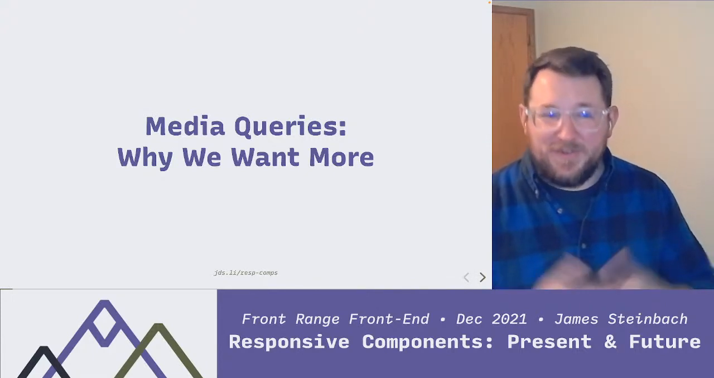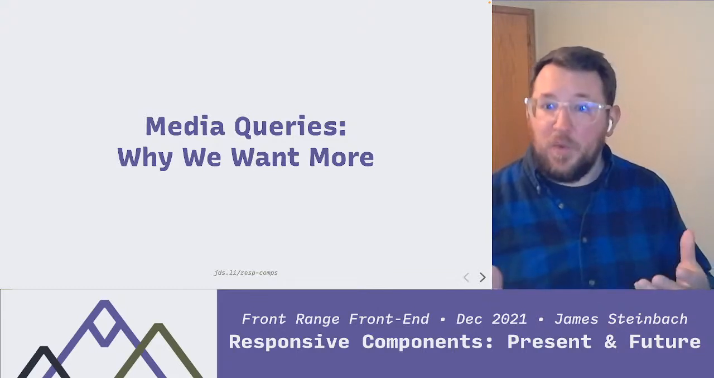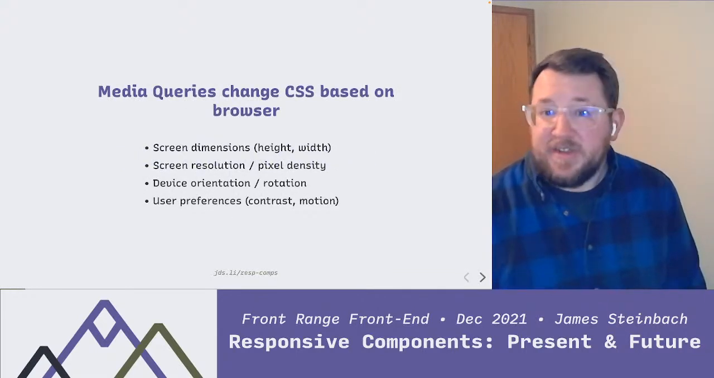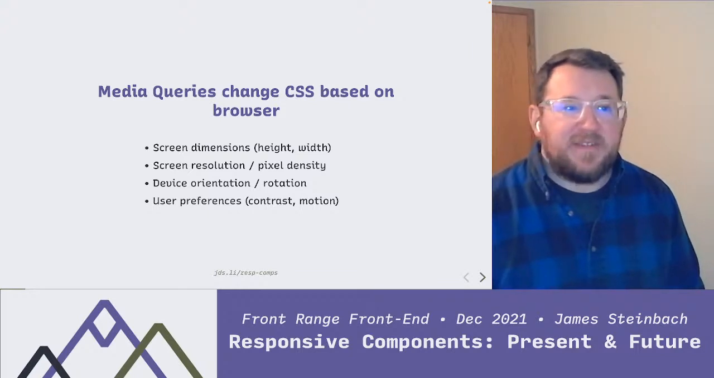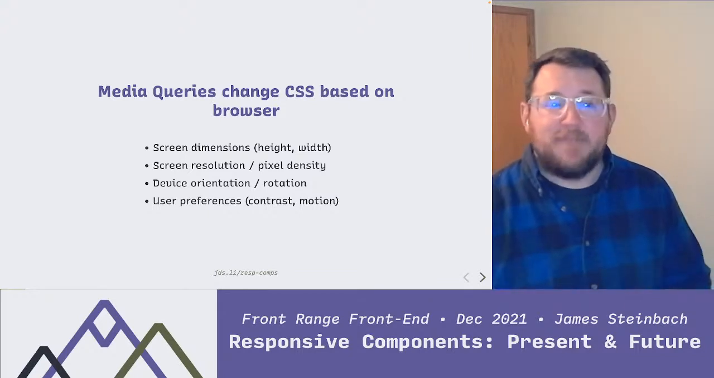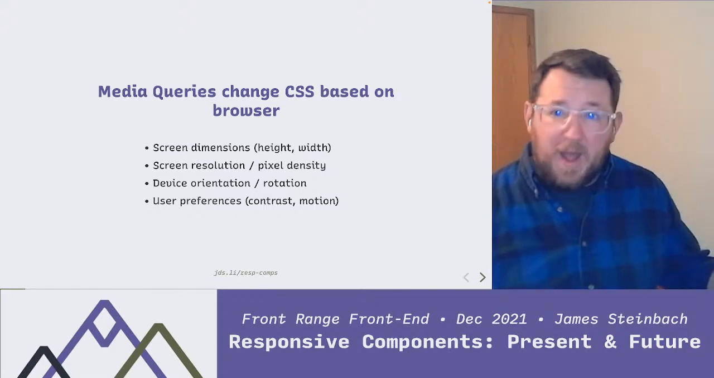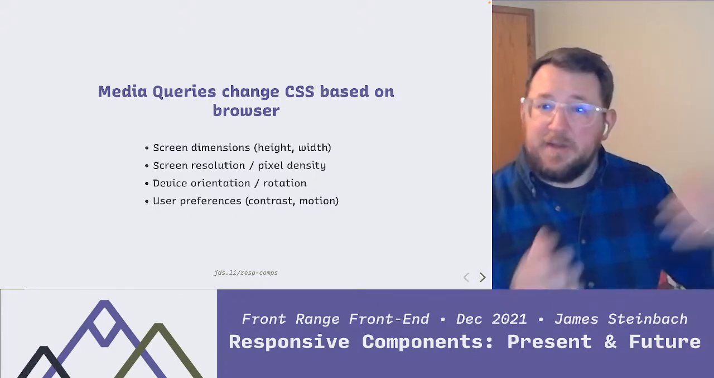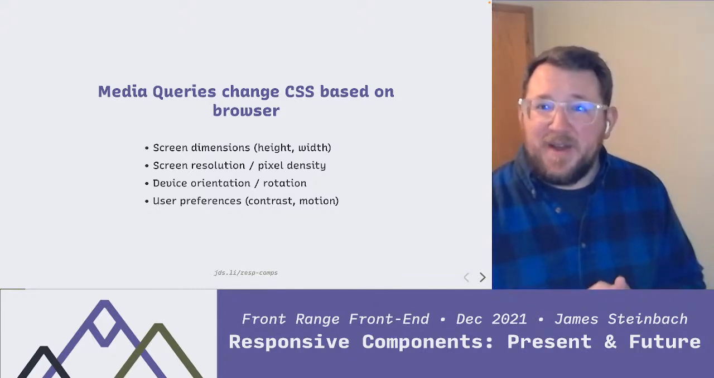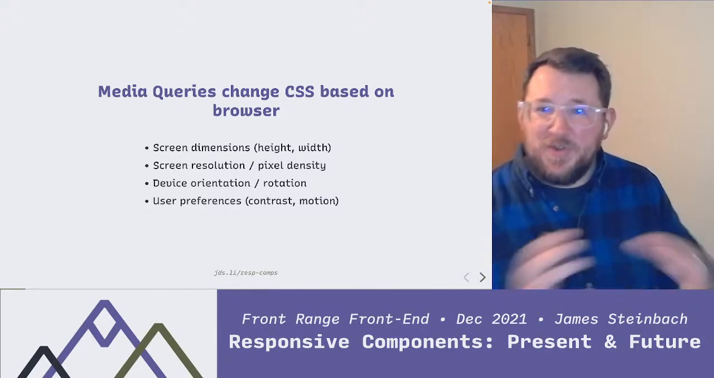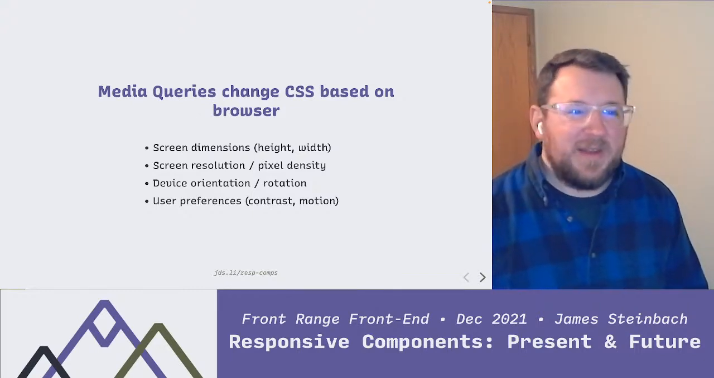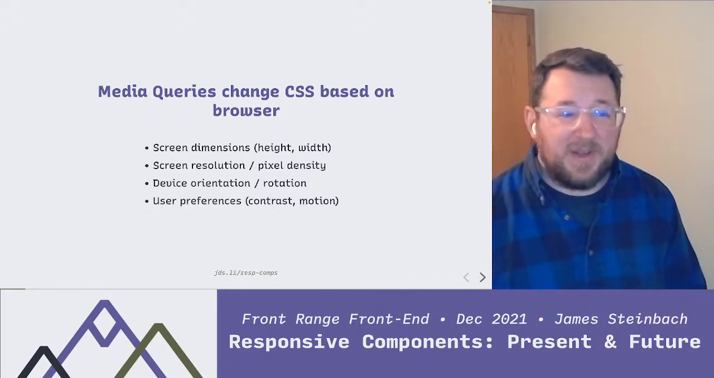We also need a way to style components based on their own properties, their own size. You see, media queries can change CSS for a given selector based on something that's true about the browser. This could be screen dimensions, how wide or how tall the browser is, screen resolution or pixel density. Is this an old CRT monitor with 1x density, or is this a newer, shinier, fancier 2x or 3x, 4x pixel density? We can measure those things and target them with media queries.